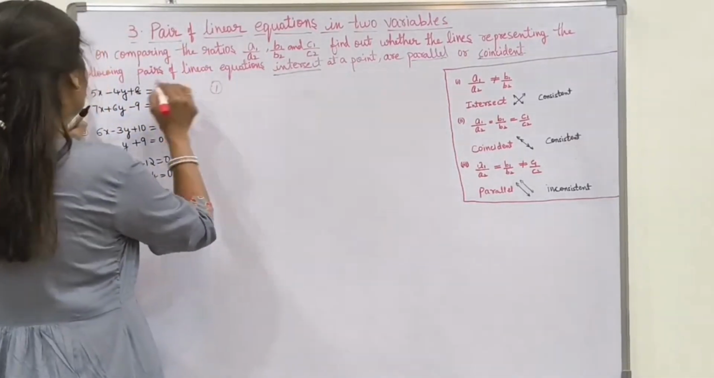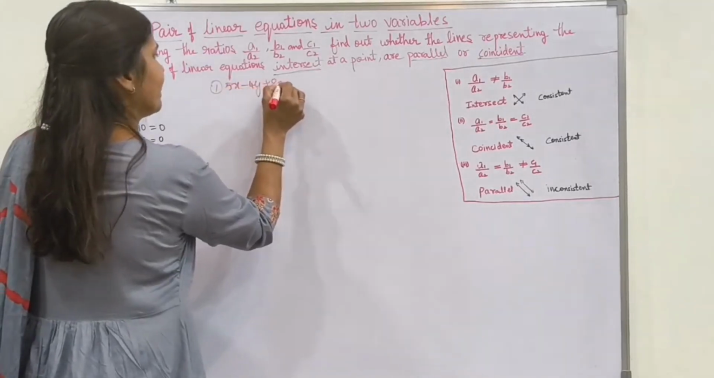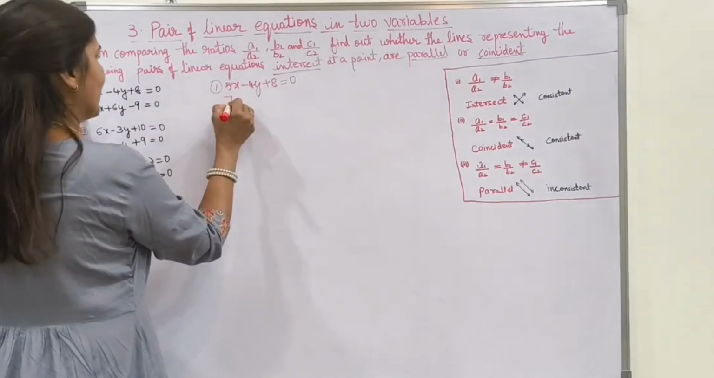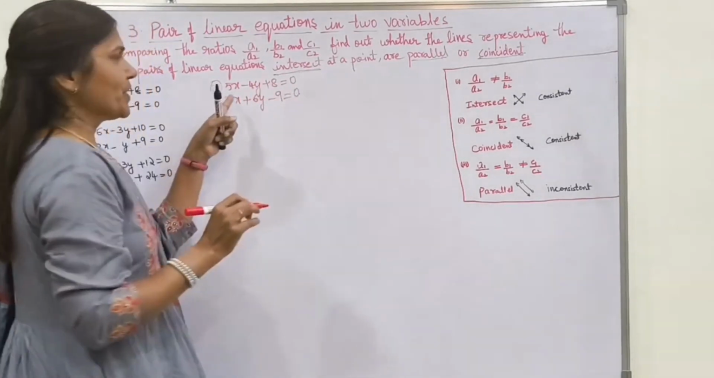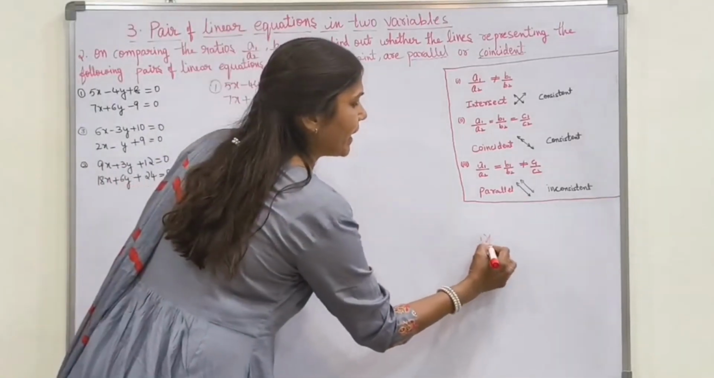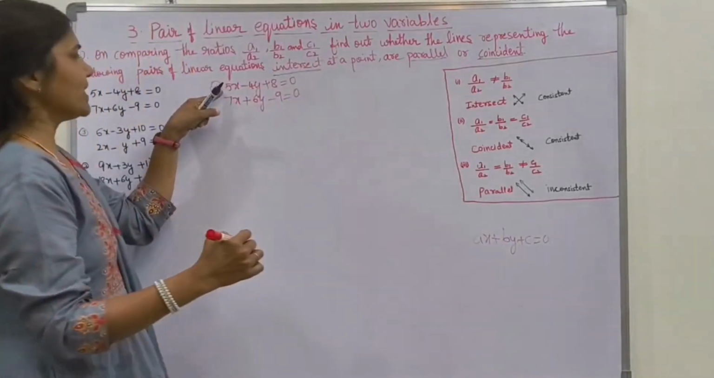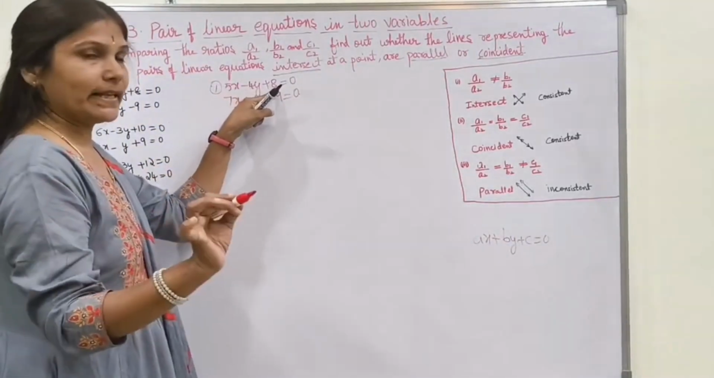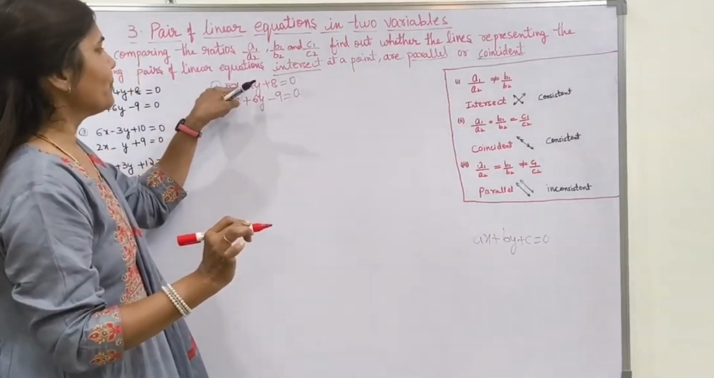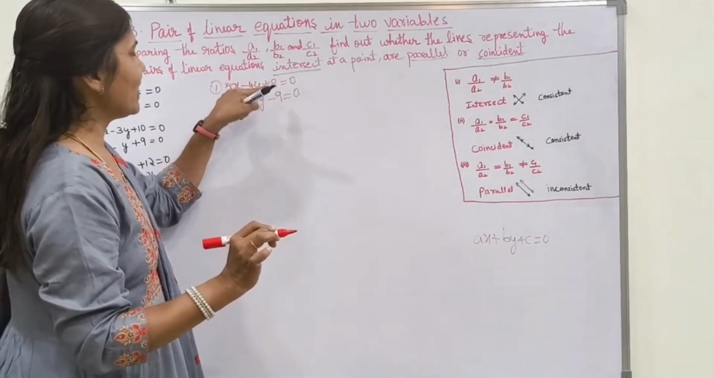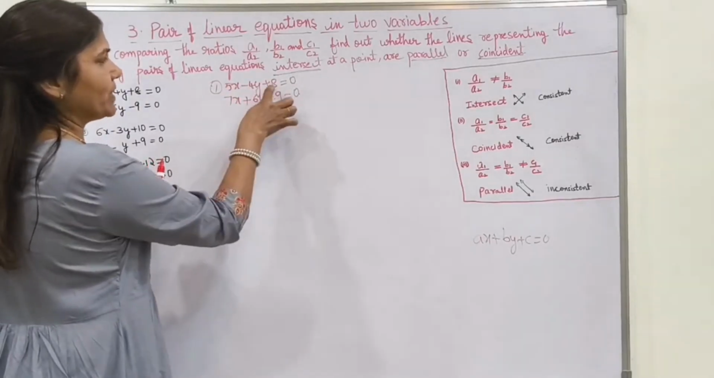See, first question: 5x minus 4y plus 8 equal to 0. Next, 7x plus 6y minus 9 equal to 0. So, see, your equation is in which form? Ax plus By plus C equal to 0 form. First one is A, second one is B, third one is C. First equation we will take A1, B1, C1, second equation A2, B2, C2. Keep in your mind. First one A1, second one A2. Next B1, B2. C1, C2.